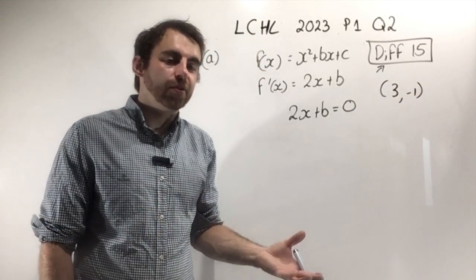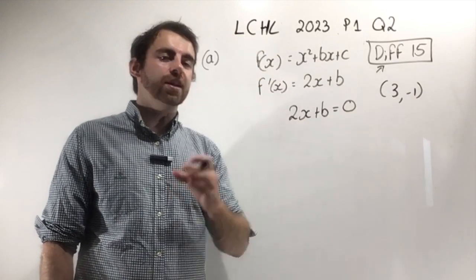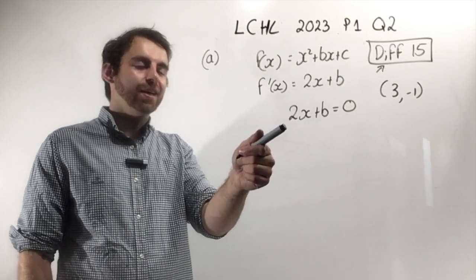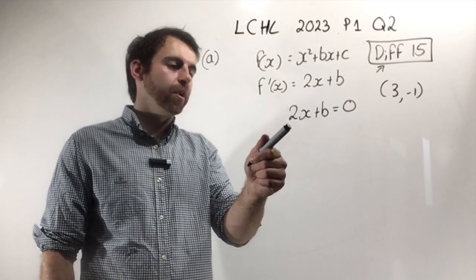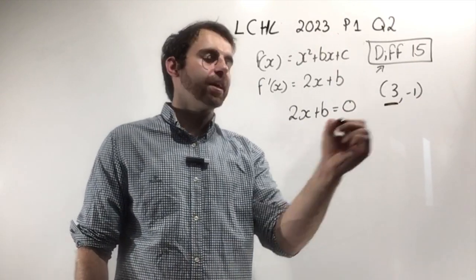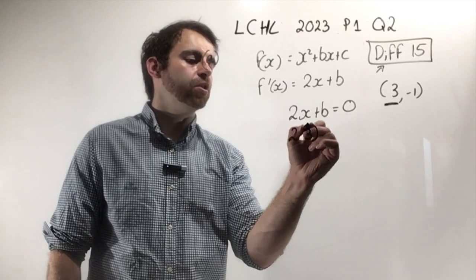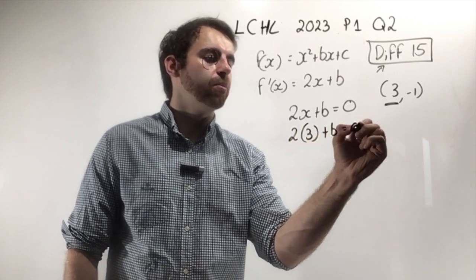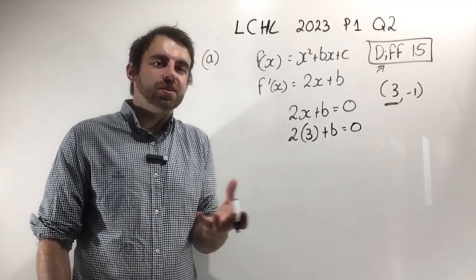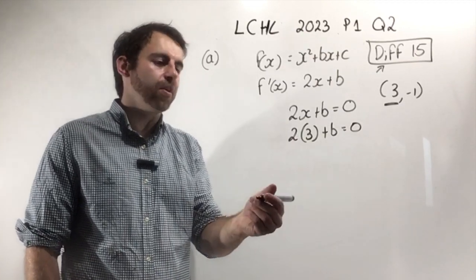The question says that there's a turning point at the point (3, -1). And I know that to identify turning points, you get the first derivative, you let it equal 0. So it must be the case now that when the first derivative equals 0, the x value is equal to 3. So I can just sub that in. I can say that 2 times 3 plus b is equal to 0.